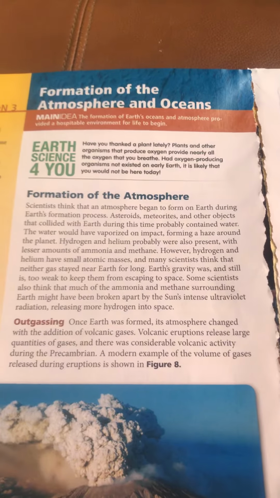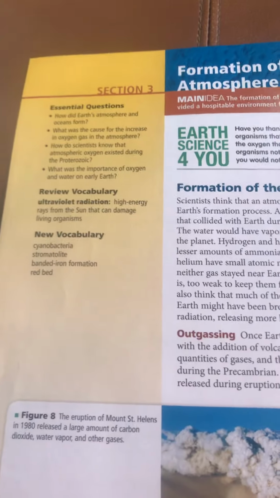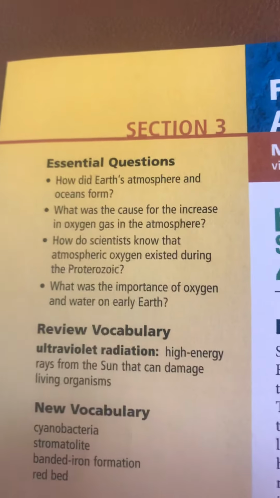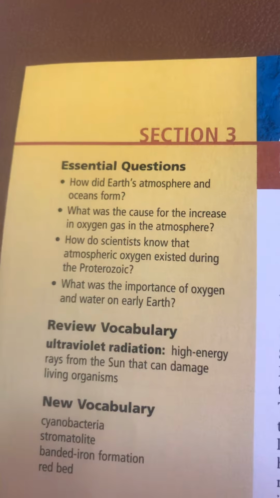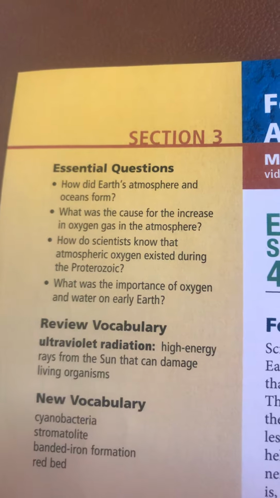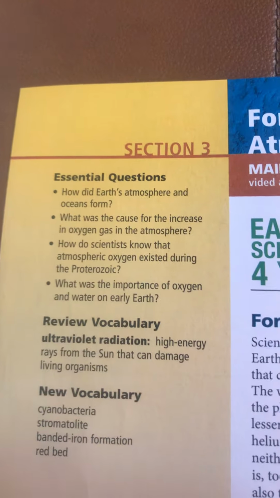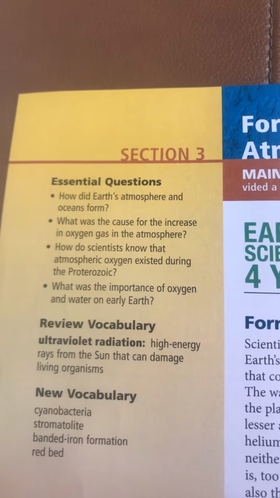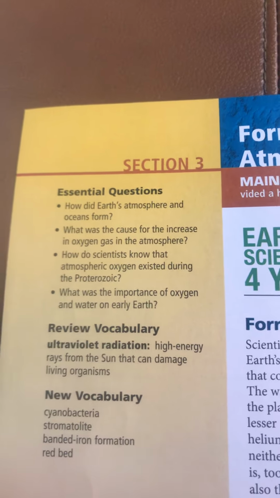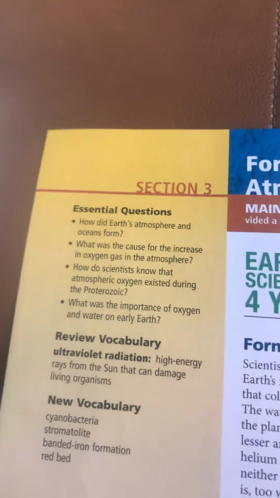And in this assignment, which is on section 3, the essential questions that we're going to answer are: how did Earth's atmosphere and oceans form? What was the cause of the increase in oxygen gas in the atmosphere? And you know we need oxygen to breathe, right? It's one of the key ingredients in our atmosphere that allows for us to live.